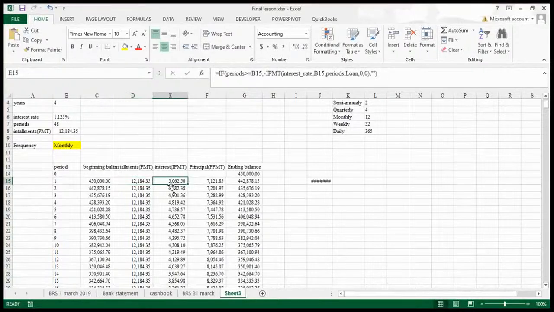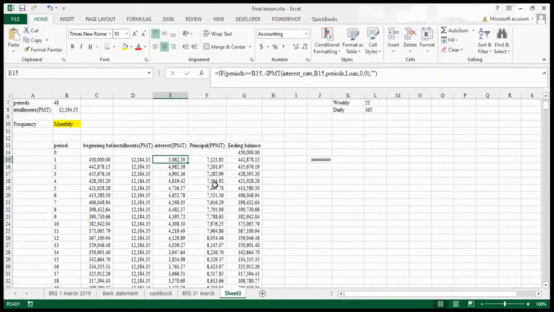Your interest, or the interest that the bank will be charging, is 5.06, depending on the month. In period 1, it will keep on fluctuating. Principal amount is this, ending balance is this. This is the loan schedule.